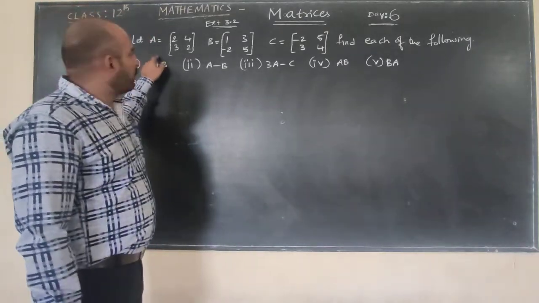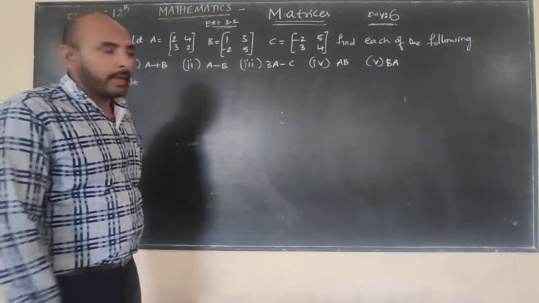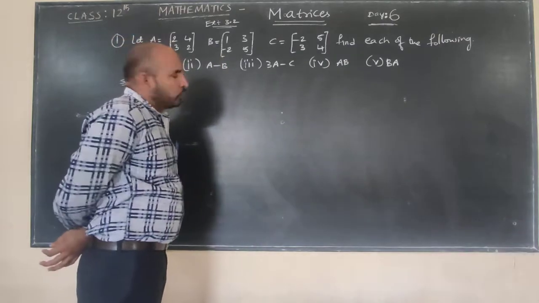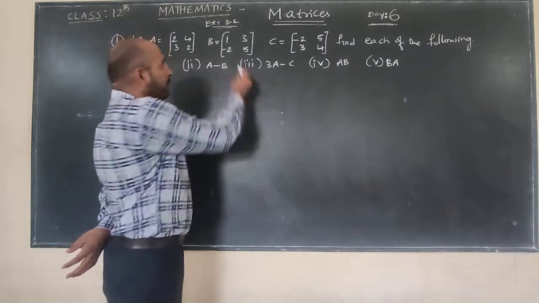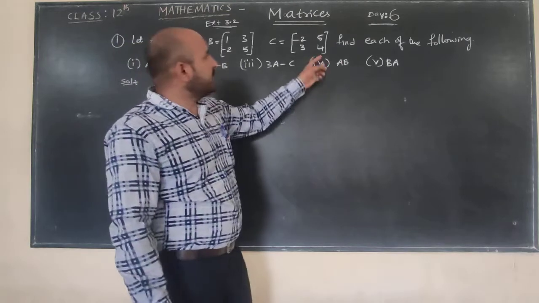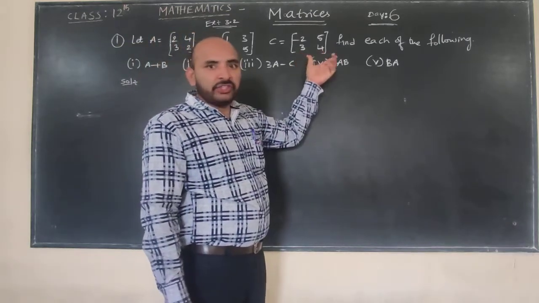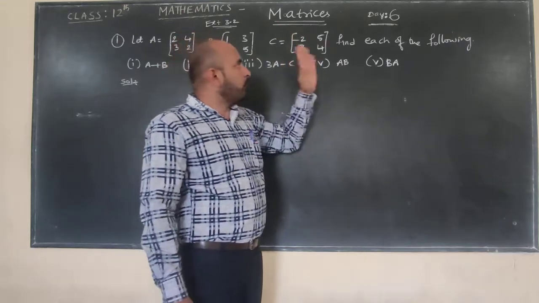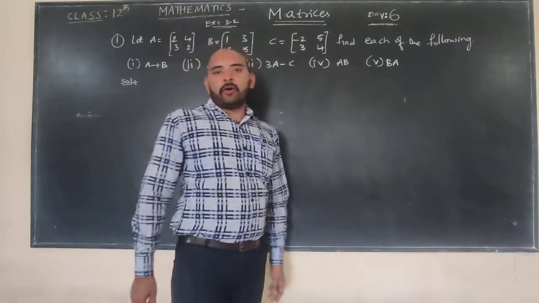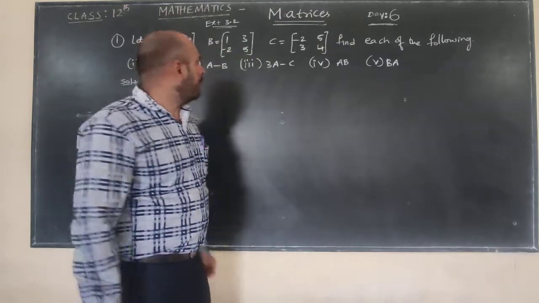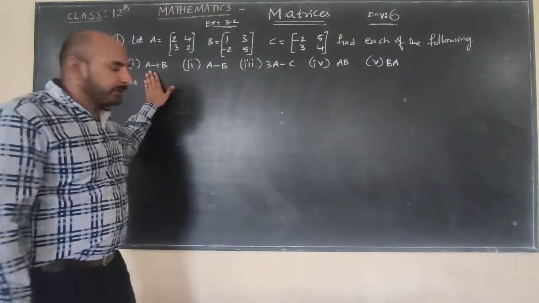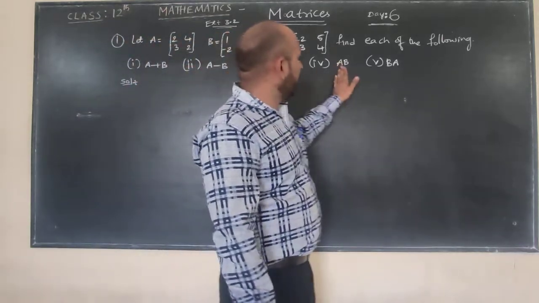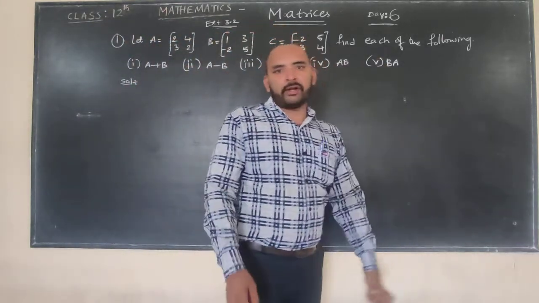Let capital A is equal to 2, 4, 3, 2. It is a 2 by 2 matrix. B is also a 2 by 2 matrix: 1, 3, minus 2, 5. And C is another matrix, which is also 2 by 2, 2 rows and 2 columns: minus 2, 5, 3, 4. Find each of the following: A plus B, A minus B, 3A minus C, AB and BA. We have to find out.